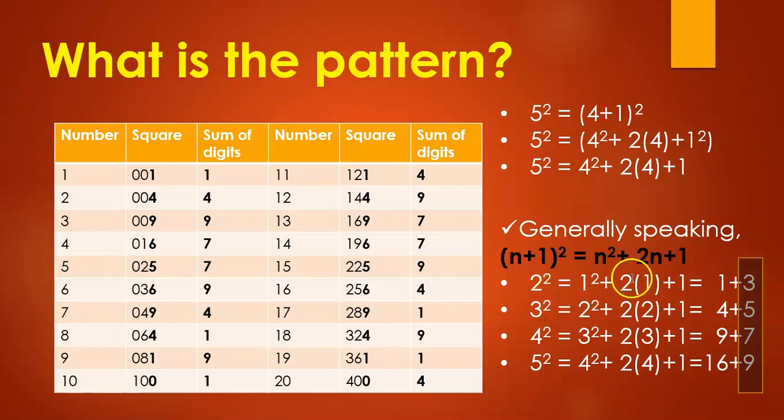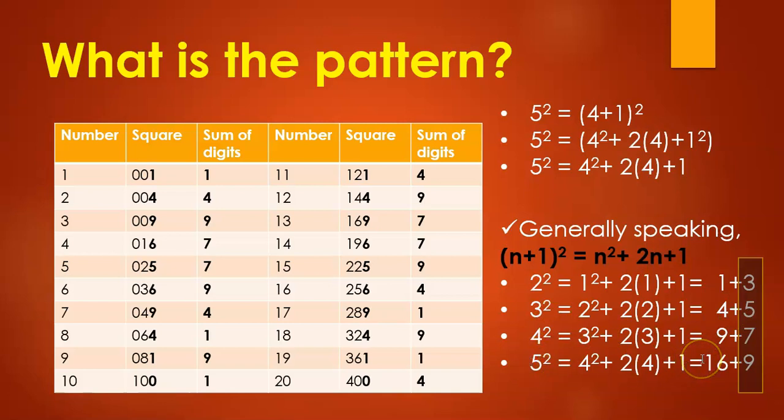So 2 squared is nothing but 1 squared plus 3. 3 squared is 2 squared plus 5. 4 squared is 3 squared plus 7. And so what we get is a pattern which shows that (n plus 1) squared is nothing but n squared plus 2n plus 1. So 3 squared becomes 4 plus 5. 2 squared becomes 1 plus 3. So you see what you're getting is the next square.